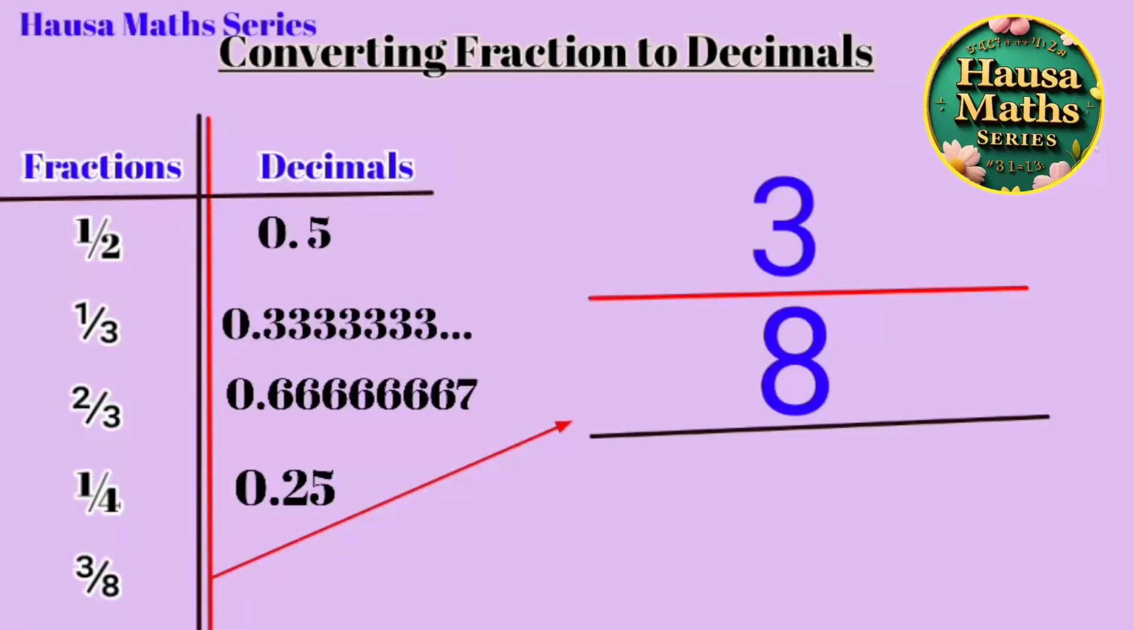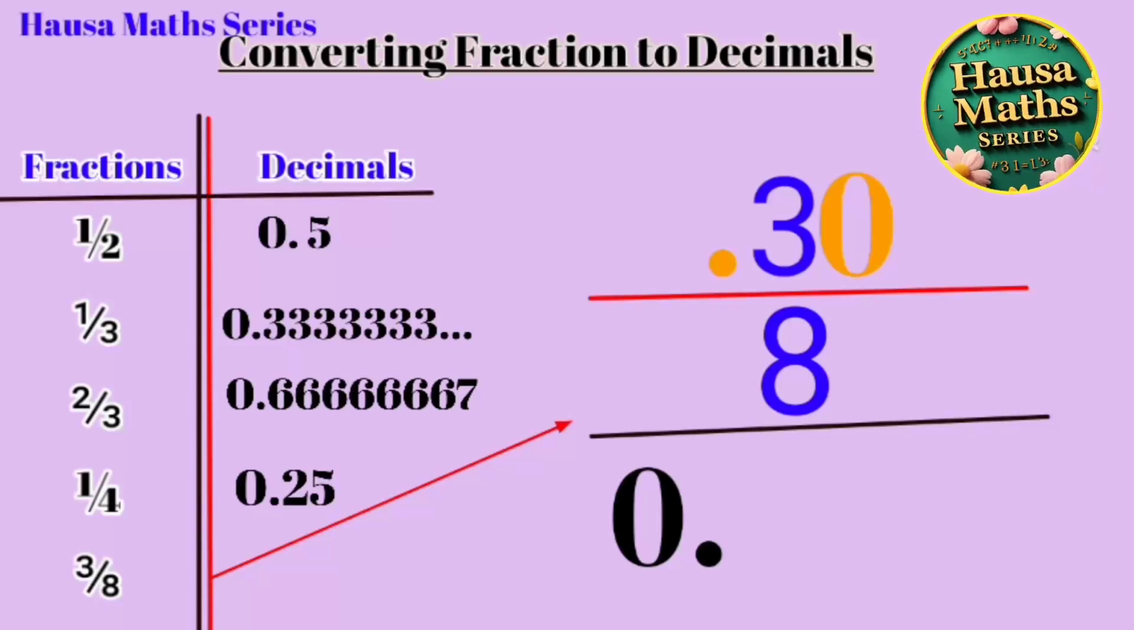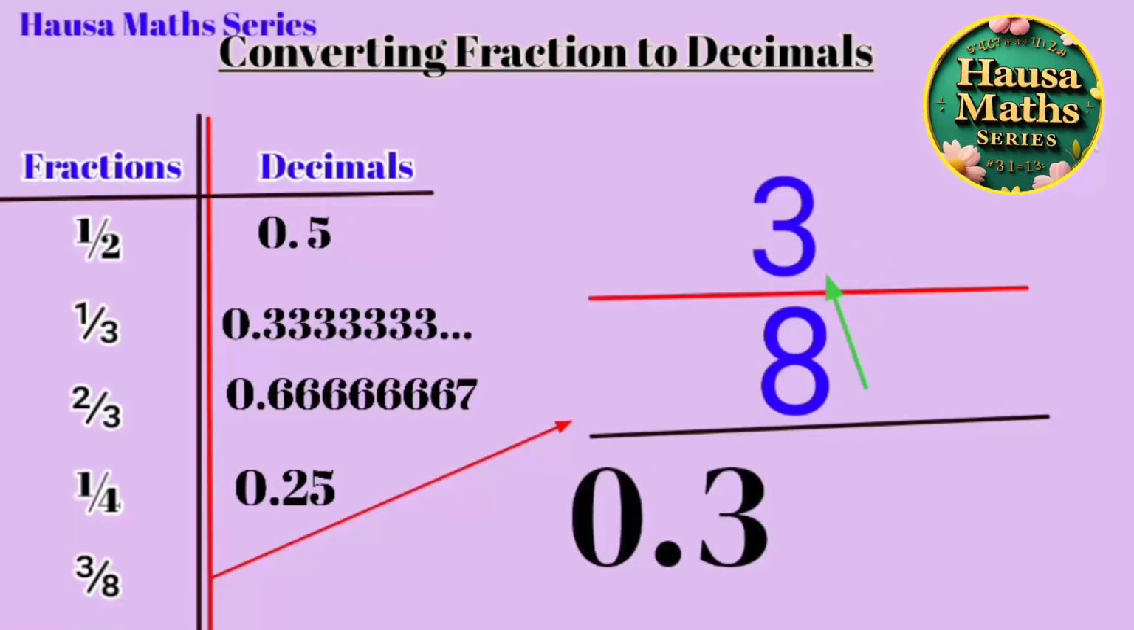The last one is 3 over 8. We are going to write 3 by 8. So we are going to say 8 in 3. It can't. We are going to write 0 point. By the time we write this point, we are going to replace 3 with 30. So 8 in 30 is 3 times. Then it will remain 6.